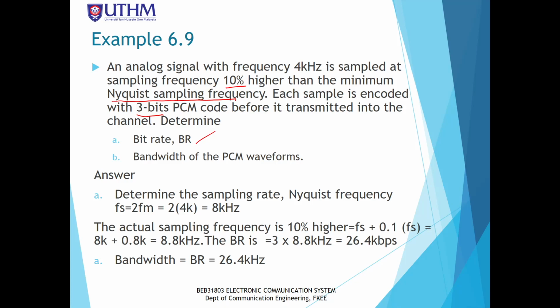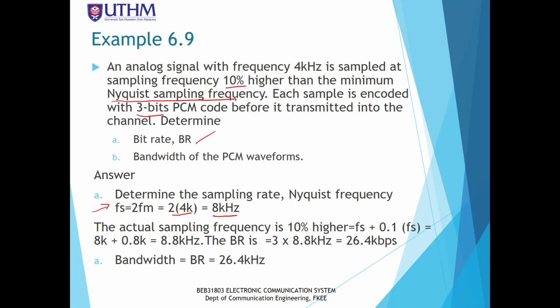So the first one, determine the bit rate. So how to determine the bit rate? In order to find the bit rate, first we need to find the sampling rate. If you see from here, the minimum sampling rate according to the Nyquist is 2 FM, 2 times the input frequency, which is 4 kilohertz. That means 2 times 4, so we get 8 kilohertz. So this is the minimum sampling rate.